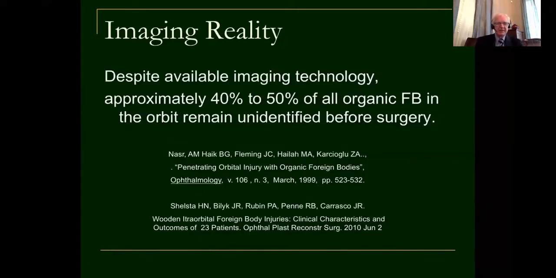So the reality of imaging, because of this technology, the size of the image and the type of foreign body, 40 to 50% of all organic foreign bodies in the orbit remain unidentified before surgery. We reported 24 of these in 1999. Another group, as I noted below, reported about 40 of them in 2010, found essentially the identical problem that we said, and it has not changed.